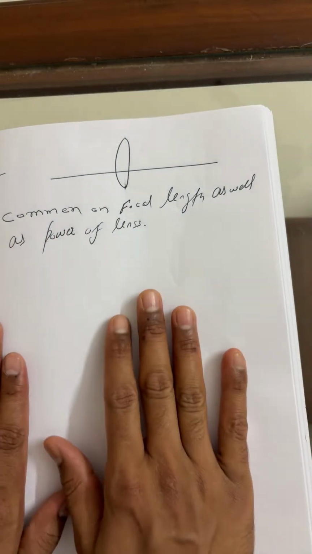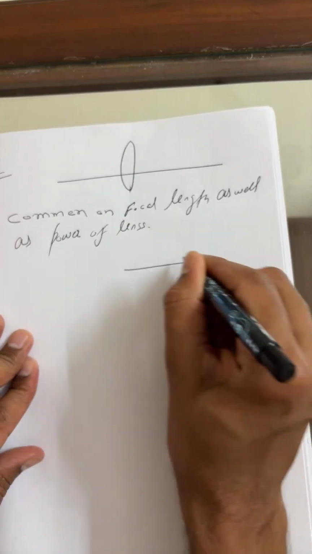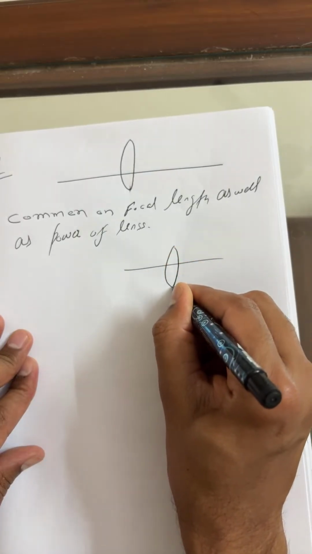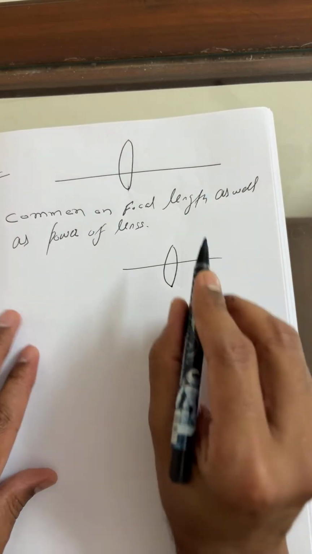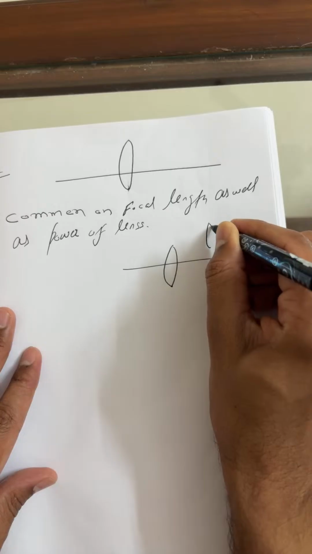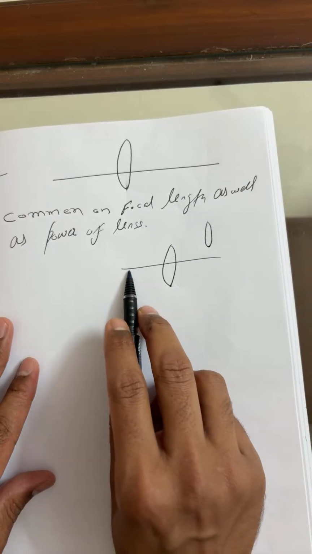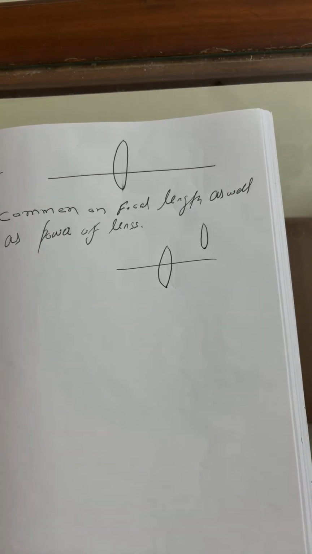Yes, beta. Again, I'm repeating the question, don't worry. You have a lens, right? Initially, this is the lens here. If you cut the lens along the horizontal, you have to comment on focal length as well as power of the lens.